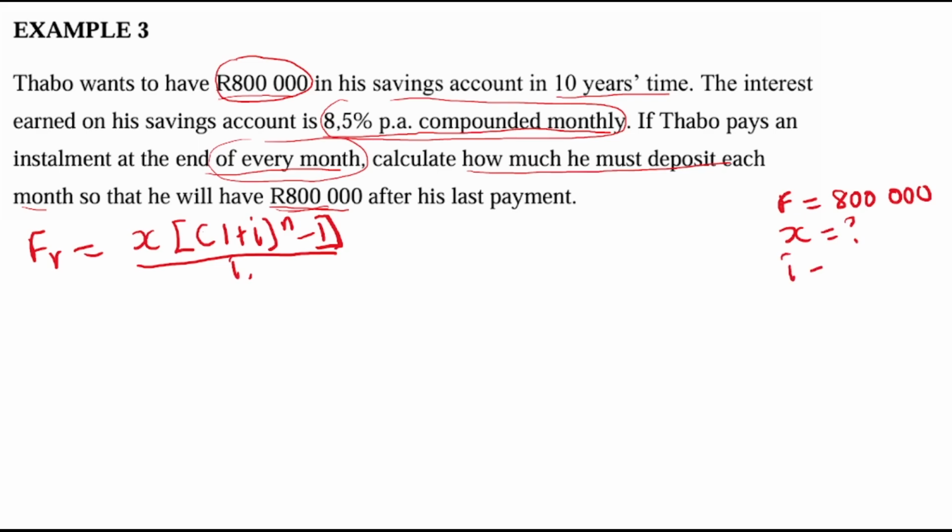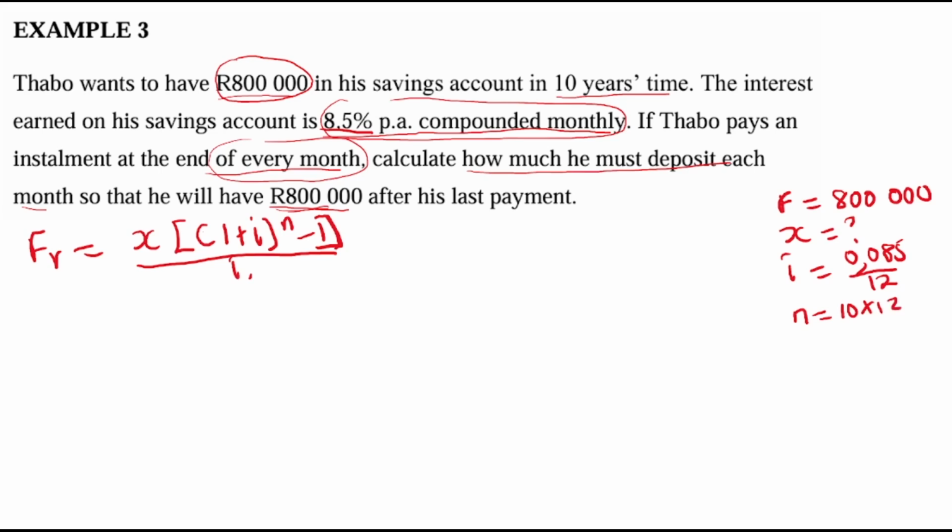And then our I is 0.085. Please don't make the mistake of saying 0.85. 0.085, since it's compounded monthly, is going to be divided by 12. If you want to use it as a percentage, you can still do so. You can say 8.5%, and you have to put the percent divided by 12, which is still fine. And then N, remember N is the number of payments. So 10 years, every month, so it's going to be 10 times 12.